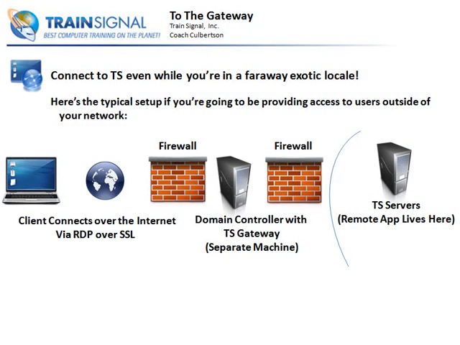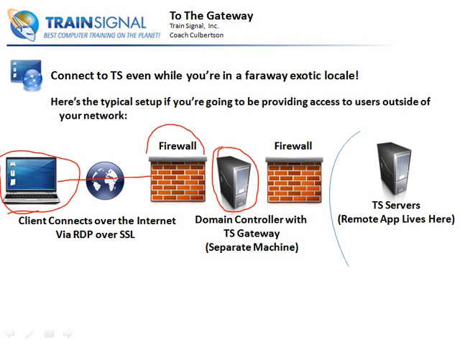Alright, so to the gateway. Let's talk about the very typical setup that you're going to be using if you're providing access to users outside of your own home network. So let's start off with the client. The client is going to be connecting over the internet via remote desktop protocol, and we're going to be using SSL encryption. Now, the request is going to go through the DMZ, or demilitarized zone, where you actually have a firewall, probably some type of firewall appliance or maybe a server box, whatever your firewall happens to be. Then in the middle, you're going to have a domain controller with TS Gateway running.